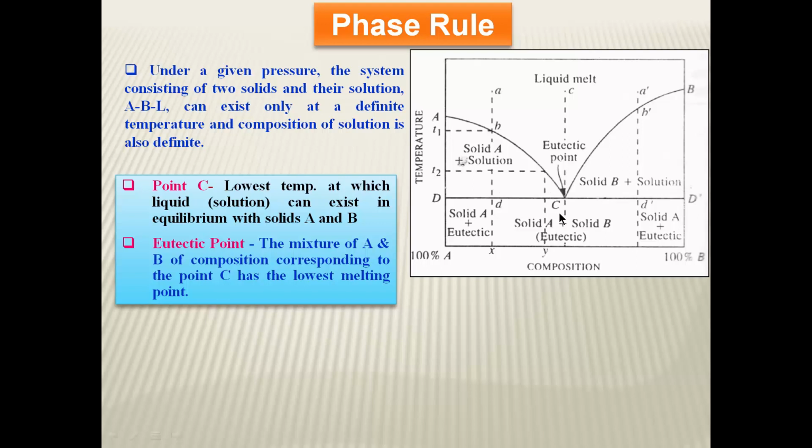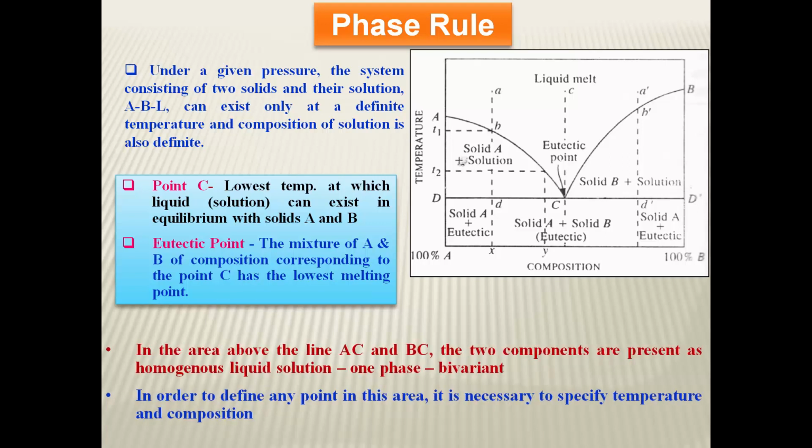This point C is the lowest temperature at which liquid solution can exist in equilibrium with the solids. Beyond this, the lowering of temperature is not possible. So this mixture of A and B of composition corresponding to point C has the lowest melting point, and this is known as the eutectic point.